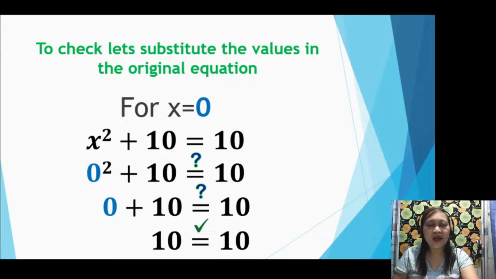Now let us check if 0 is the solution to the equation x squared plus 10 is equal to 10. Same process, we will replace the value of x by 0. So 0 times 0, 0. 0 plus 10, 10. Are they equal? Yes. Therefore, 0 is the solution to the equation x squared plus 10 is equal to 10.